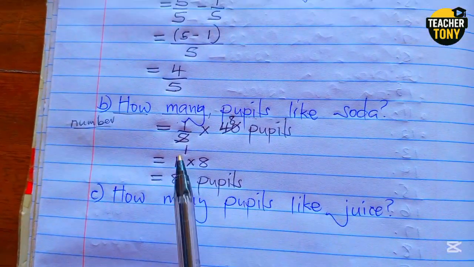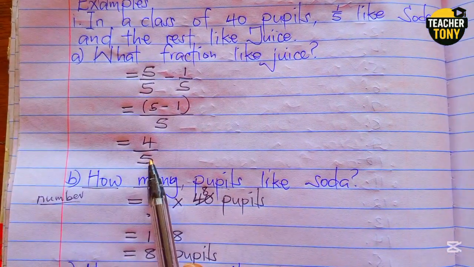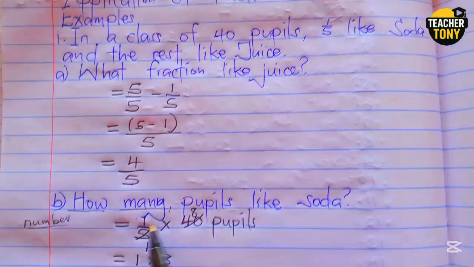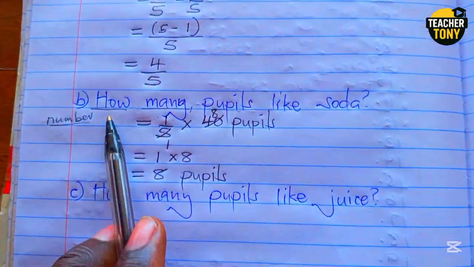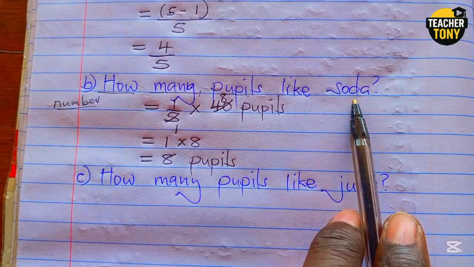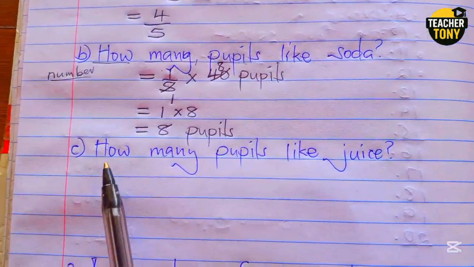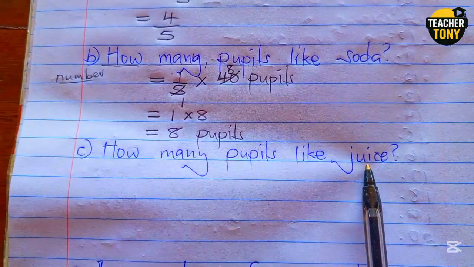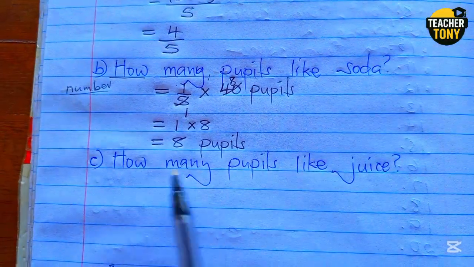Now someone is going to ask, why have we used this fraction, not the other one? We have used this one because this is the fraction of people who like soda. And remember, the question is asking for the number of people who like soda. That's what they're saying, how many people like soda. So we're going to go to the next level, that is C. How many people like juice? The same applies to what we did in B.